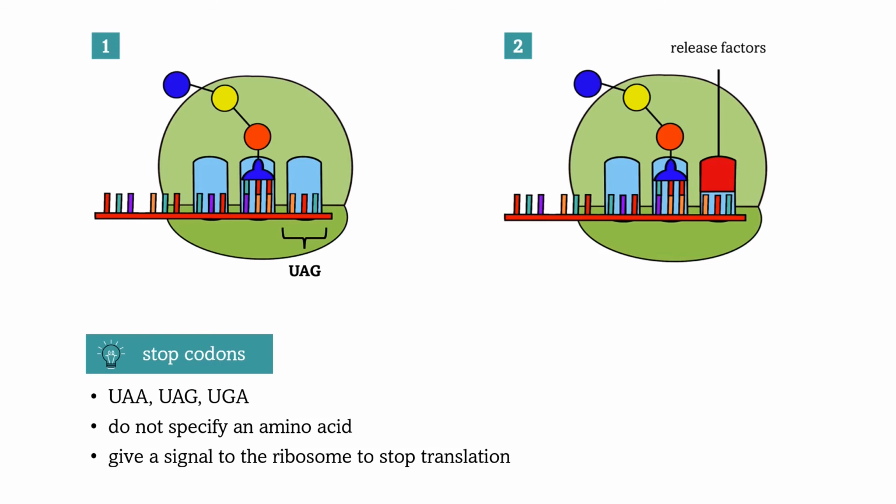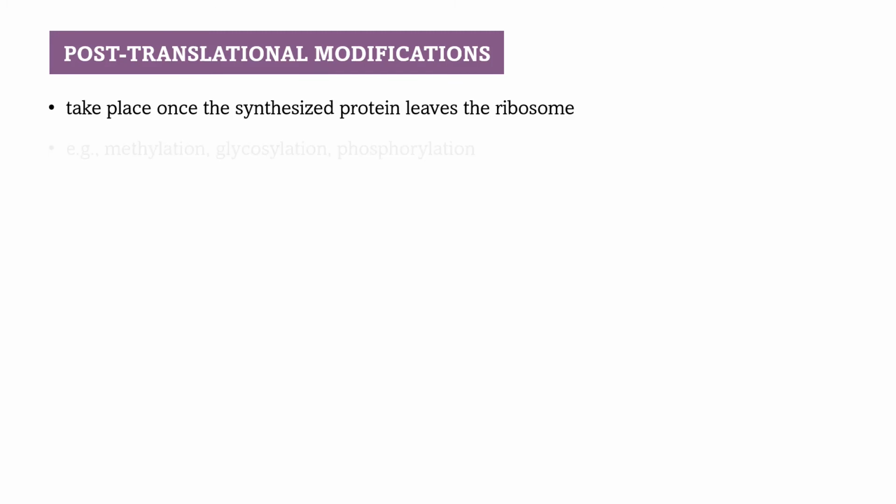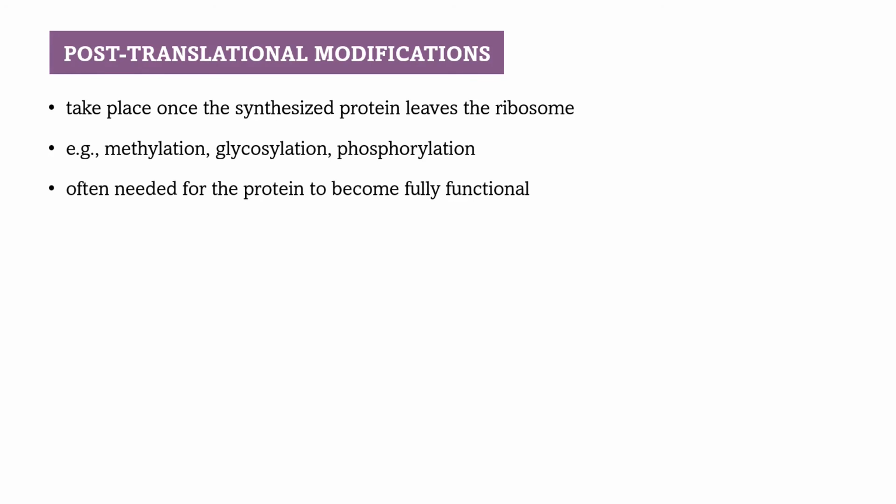Once the synthesized protein leaves the ribosome, it can be modified in different ways. These modifications are called post-translational modifications, and they can include processes like methylation, adding a methyl group, glycosylation, phosphorylation, etc. These modifications are often needed for the protein to become fully functional.